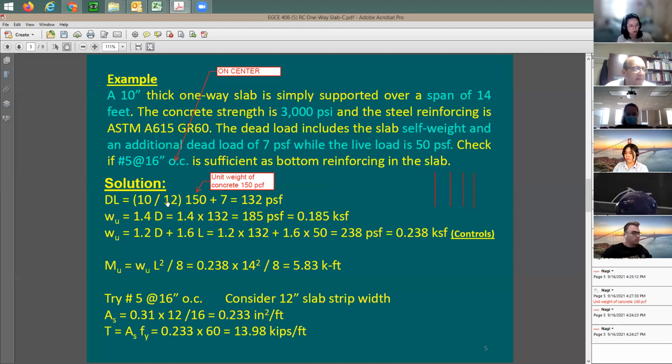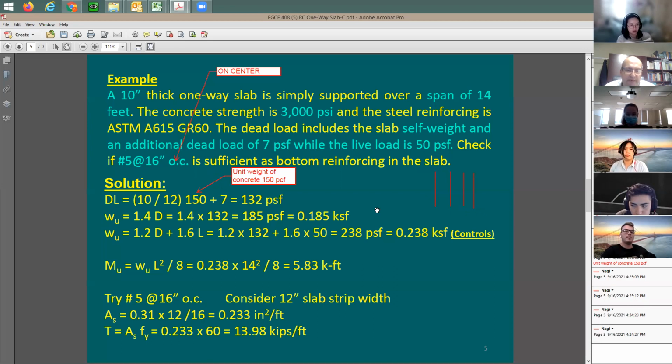So if you take here 10 divided by 12, now you put it in feet because you need to be consistent when it comes to units, right? Multiply by 150, and then you add 7 PSF, the additional dead load for ceiling, ducts, piping, whatever you have in there. You have a total of 132 PSF as a dead load. All right. How about the live load? You say live load is just 50 PSF. So now I guess it's clear to me how much is a dead load, how much is a live load.